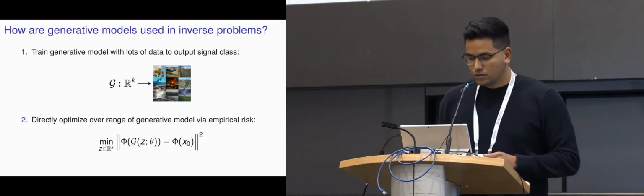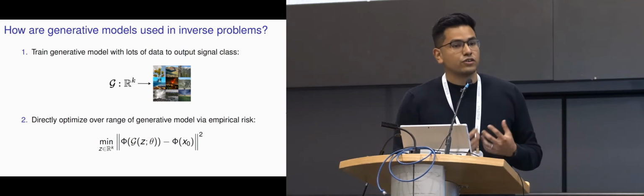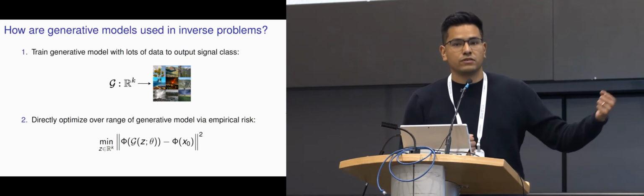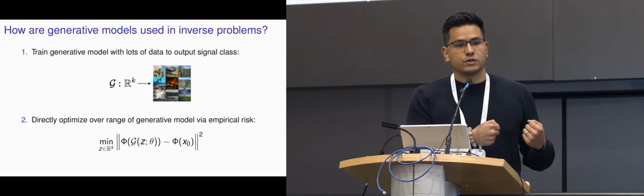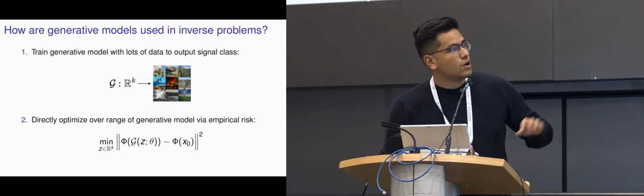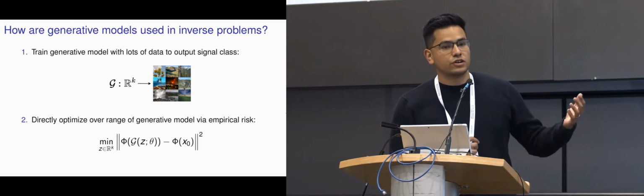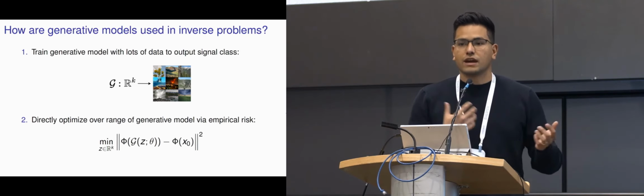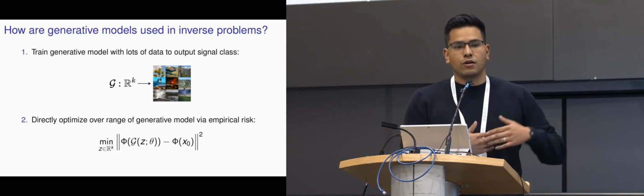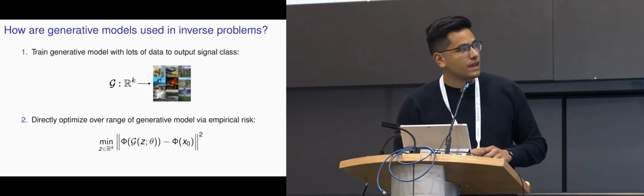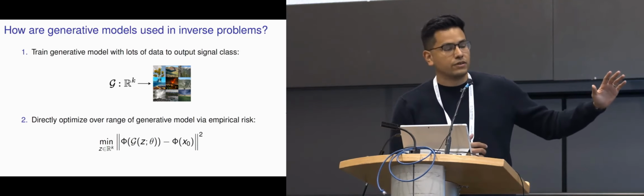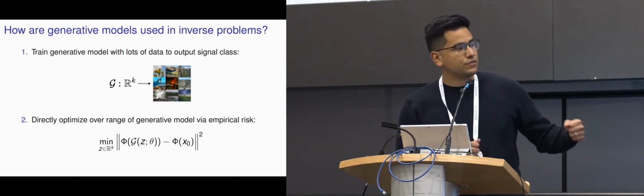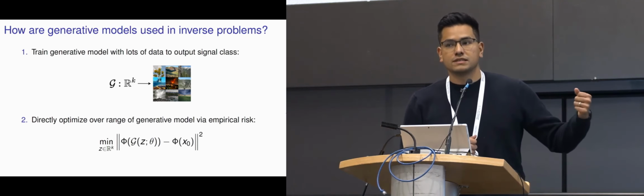What you can do is use them as a generative prior, meaning that I'm going to say my image should come out from this generative model. How can I use that to solve my inverse problem? In order to do that, what you first need to do is actually train a generative model to output the particular signal class that you're interested in. So if you're doing MRI imaging, you need to train a generative model to output a bunch of MRI images. And then once you have that generative model, you can directly optimize over its range to find an image that's most consistent with your measurements, right?